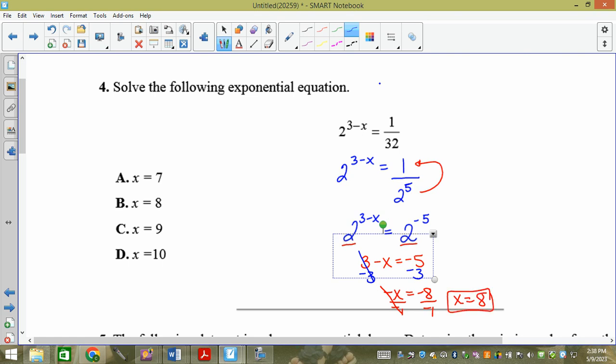Can we check our solution if it's a multiple choice? Can we check it? How do we do it? Yeah, y1, y2. Try it out. See if you get 8.